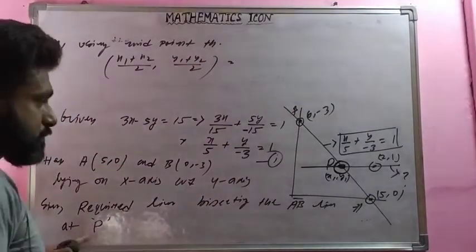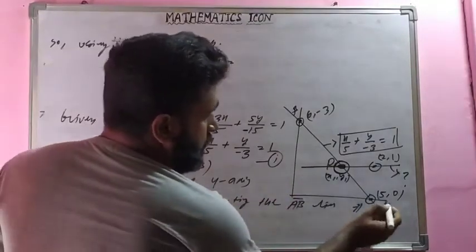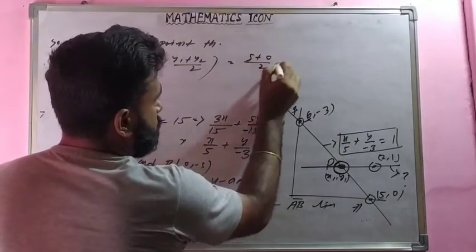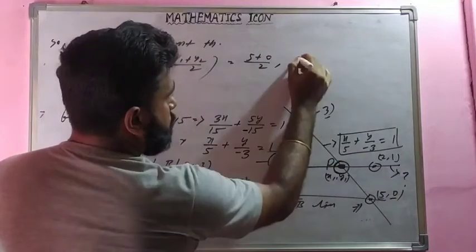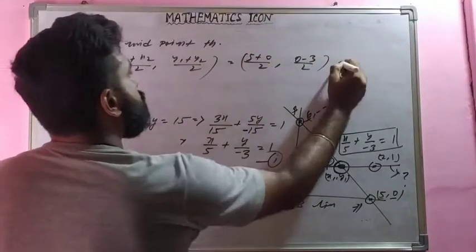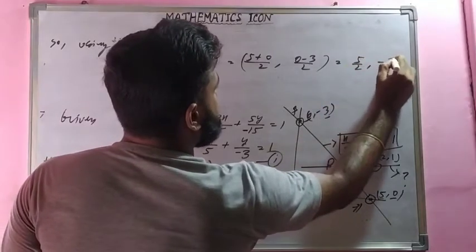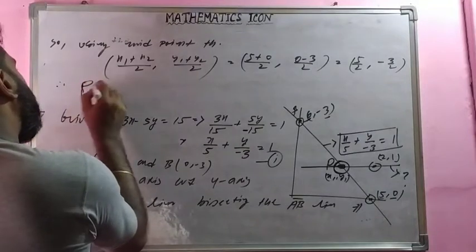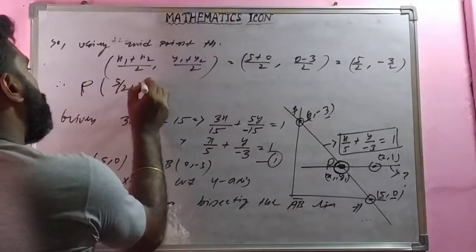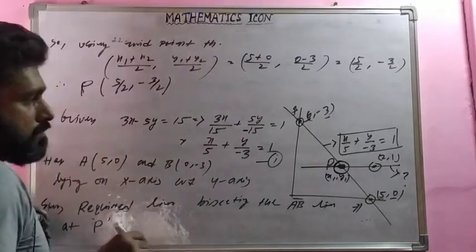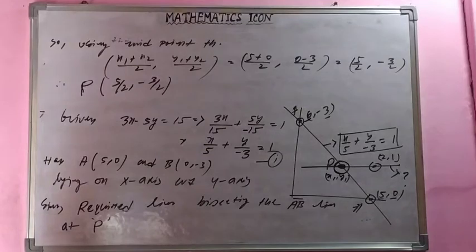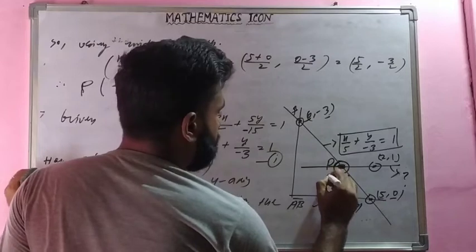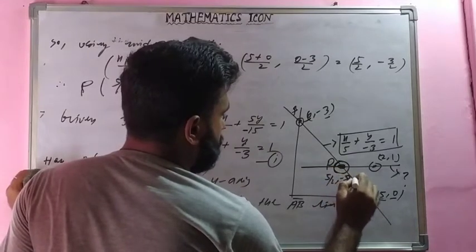Okay, so now if you want to find the coordinate of P, then just see (x1 plus x2) by 2, (y1 plus y2) by 2. So that means 5 by 2, minus 3 by 2 is the coordinate of the point P. So P point क्या निकला? 5 by 2, minus 3 by 2. Okay? So that means ये P point आपको मिल गया फाइनली.